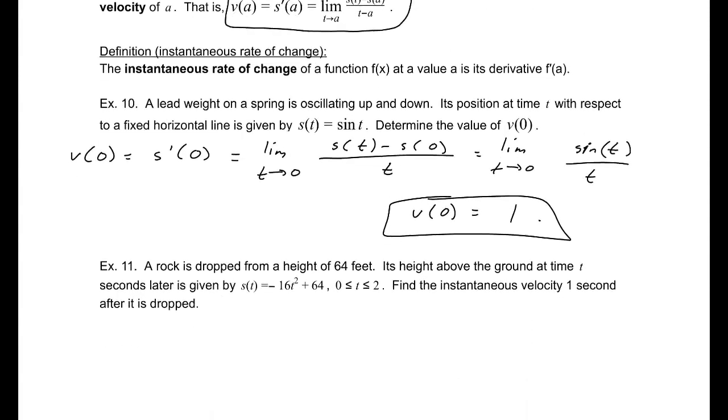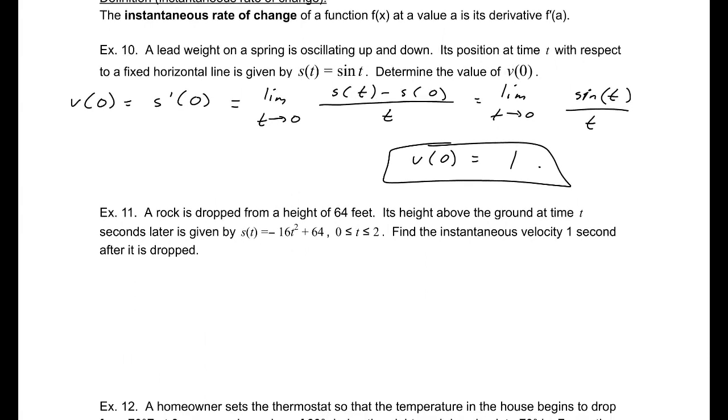Next question, we have a rock dropped from a height of 64 feet. So the position is given by this function we have. We want to find the instantaneous velocity 1 second after it's dropped. So that would be v of 1, which is s prime of 1, which is the limit as t approaches 1, at this point 1.